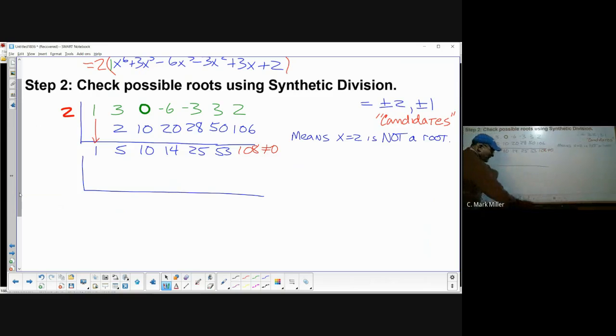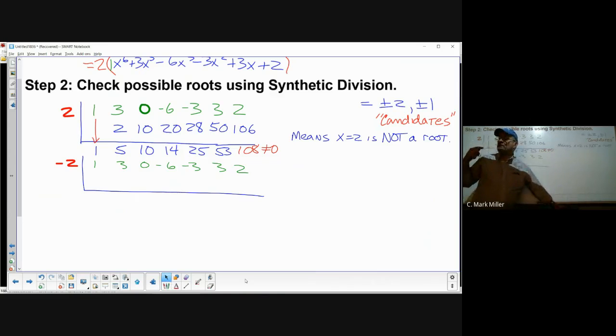We write the same numbers again. 1, 3, 0, minus 6, minus 3, 3, 2. We're going to try a different root, or different candidate. How about minus 2? By the way, if 2 would have worked, if 2 would have given us a 0, we could try 2 again. But once one doesn't work, you don't try it anymore.